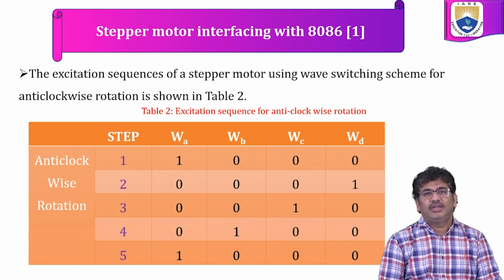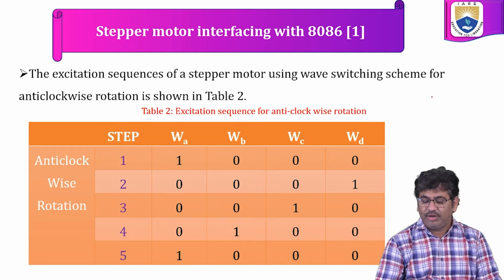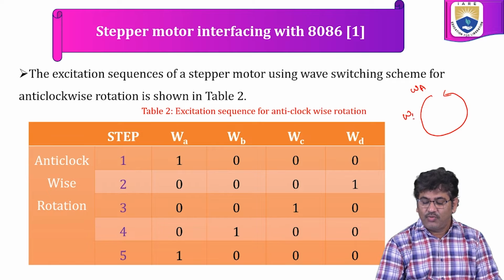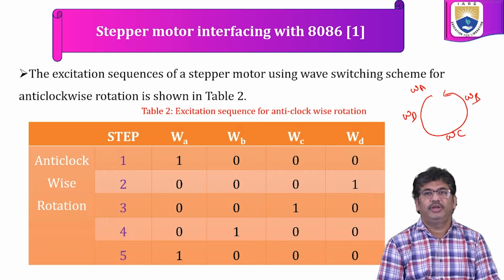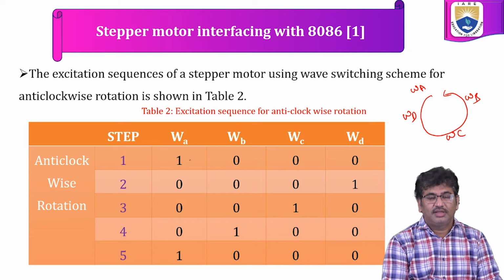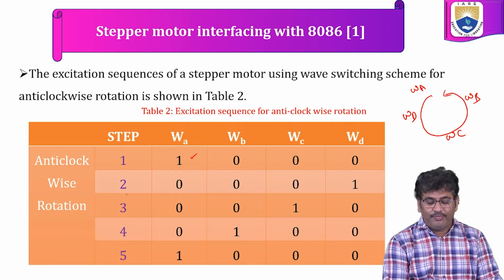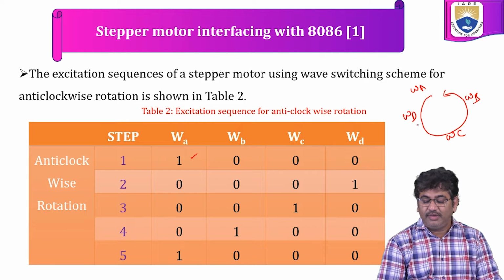For rotating the stepper motor in anti-clockwise rotation, the order of the excitation we are going to give is winding A, winding D, winding C and winding B. So on the first clock pulse, assume winding A is excited, and the remaining three, winding B, winding C, winding D, are not excited. For the next step, winding D will be excited. So this is the direction.